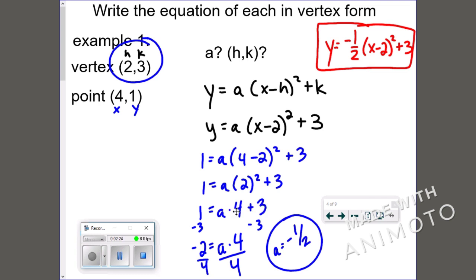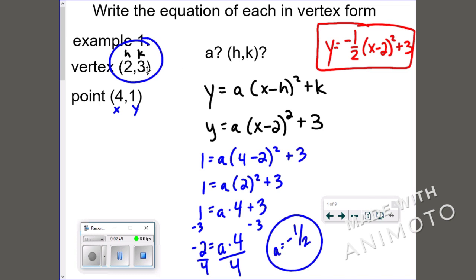So basically right here we have the equation 1 equals 4a plus 3. 4a plus 3 we can't combine because they're not like terms. So we have to get rid of the 3, and we're going to do it by subtracting 3. So we do that, and we get -2 equals a times 4, or -2 equals 4a. Divide both sides by 4. And then we get a equals -2/4, or -1/2. So we have our a value.